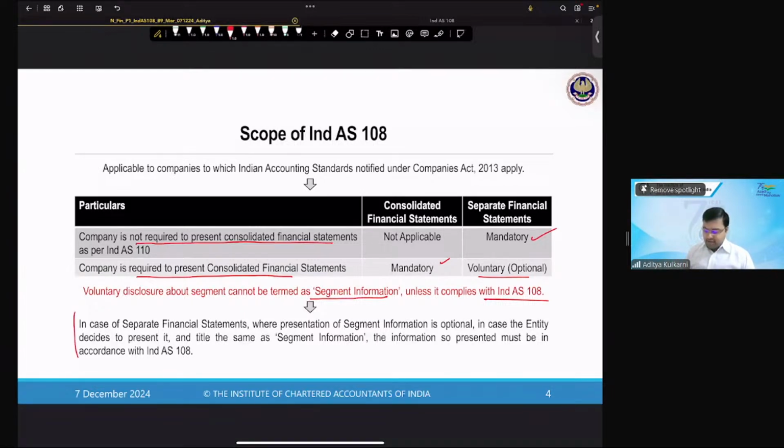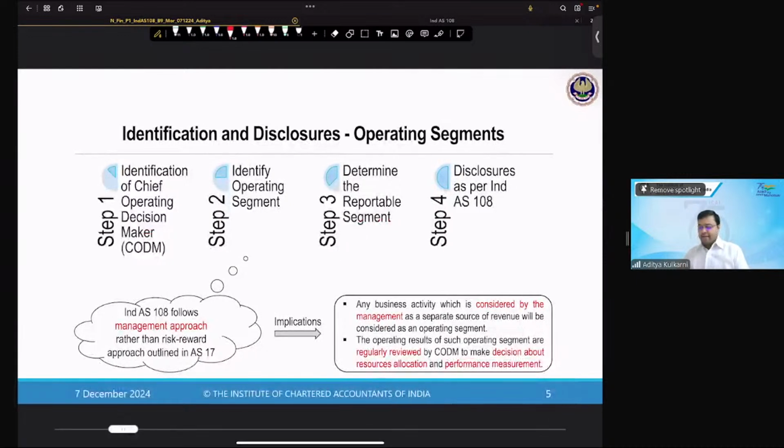In case of separate financial statements where presentation of segment information is optional, if the entity decides to present it and title it the same as segment information, the information so presented must be in accordance with Ind AS 108. Is it okay? Yes. So let us move ahead.